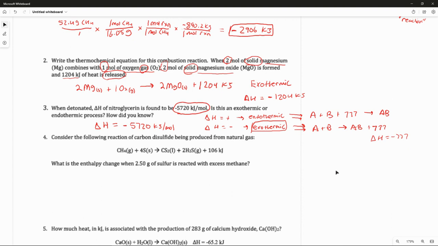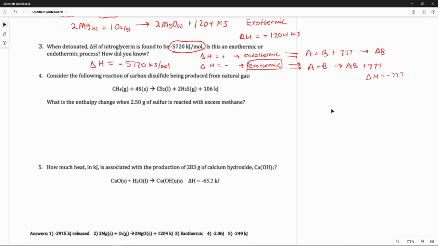All right, number 4. Consider the following reaction of carbon disulfide, which is this right here, CS2, being produced from natural gas. What is the enthalpy, delta H? We're looking for delta H change when 2.5 grams of sulfur, S, is reacted with excess methane, CH4.